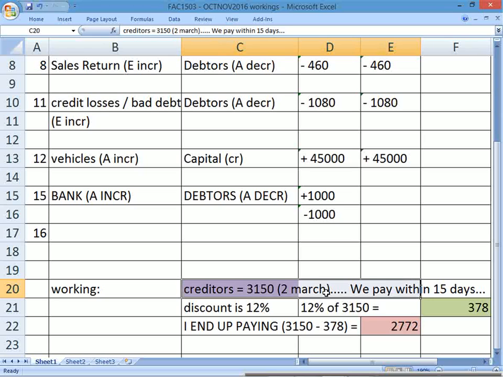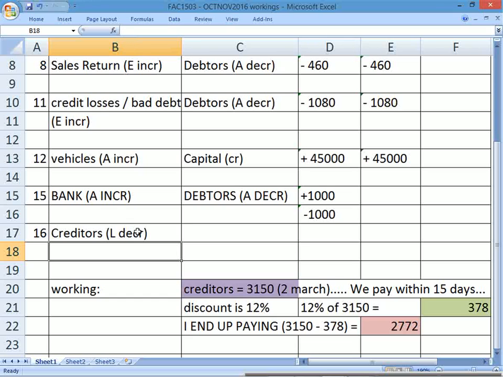Creditors is a liability. If I'm paying, what's happening to it? It decreases, 100%. Okay, so if I'm paying a creditor, it's going to decrease. Where do liabilities decrease? On the debit side. There's the answer. So that's what I put there. Creditors, bracket, liability decrease.